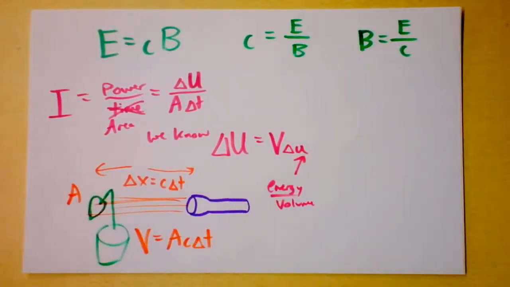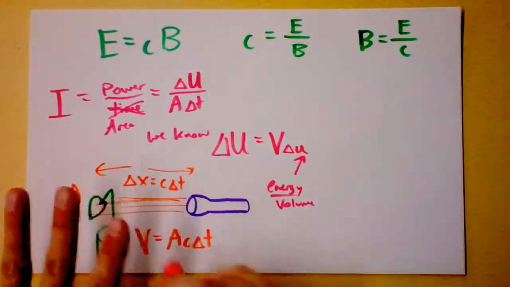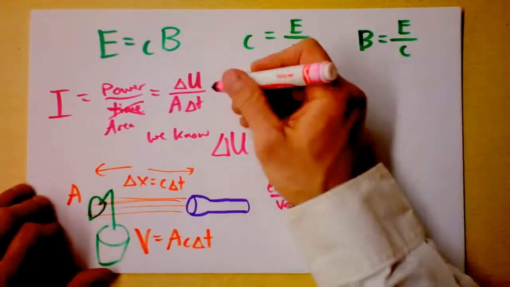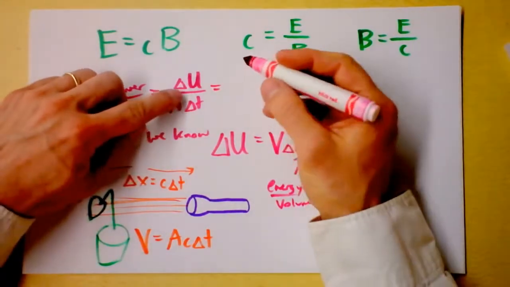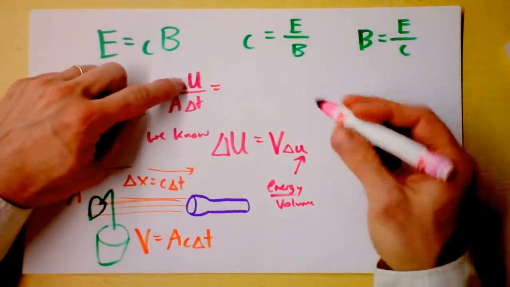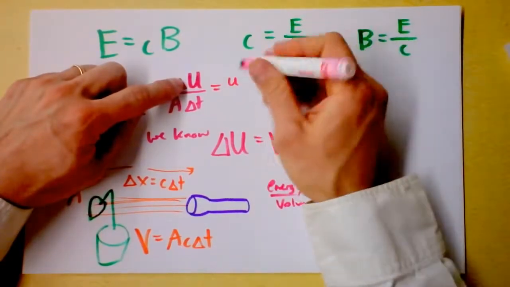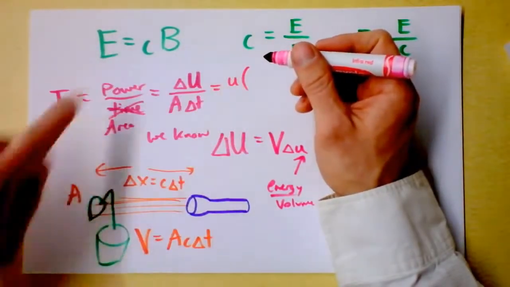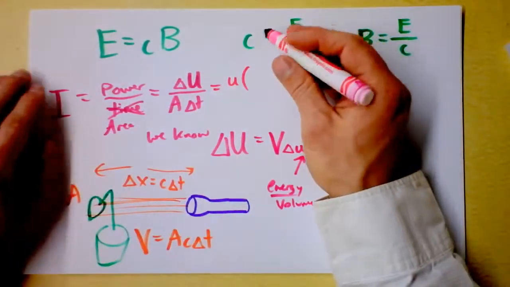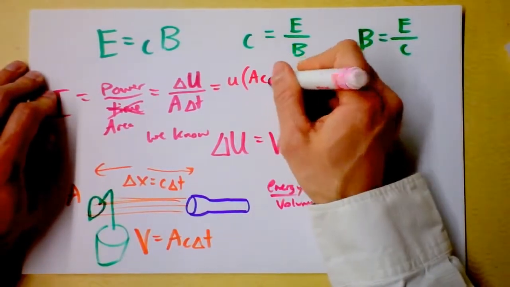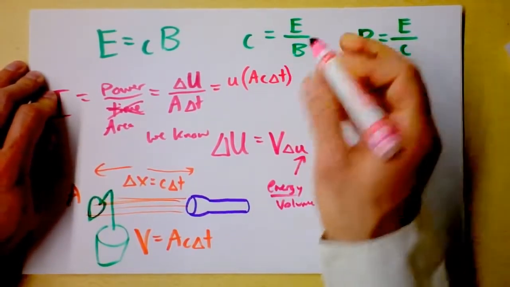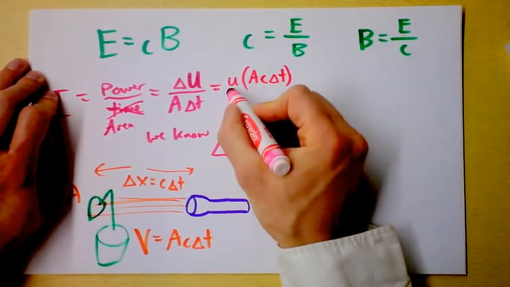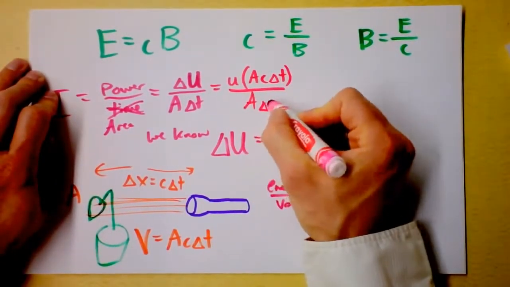Okay, well, that's a little bit interesting. Now, let's take all of this back up into here. My plan now is to say that instead of energy change, we've got energy density change times the volume of light, which is A c delta t, and then we're supposed to divide this still by area and time.